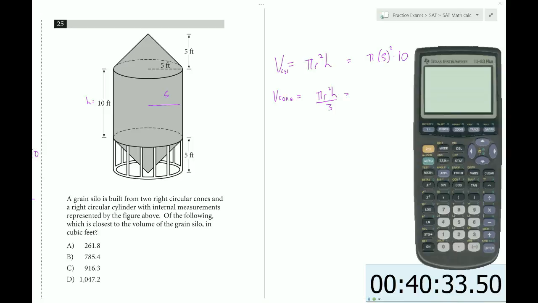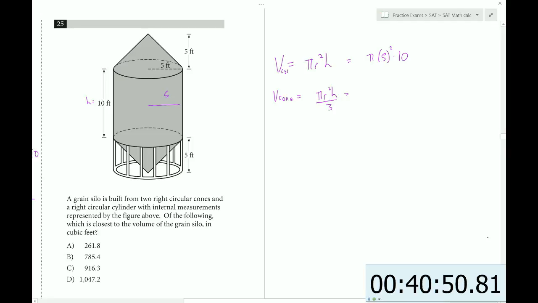Let's grab our calculator. Let's see. So we put in pi times 5 squared times 10, and that gives us 785.